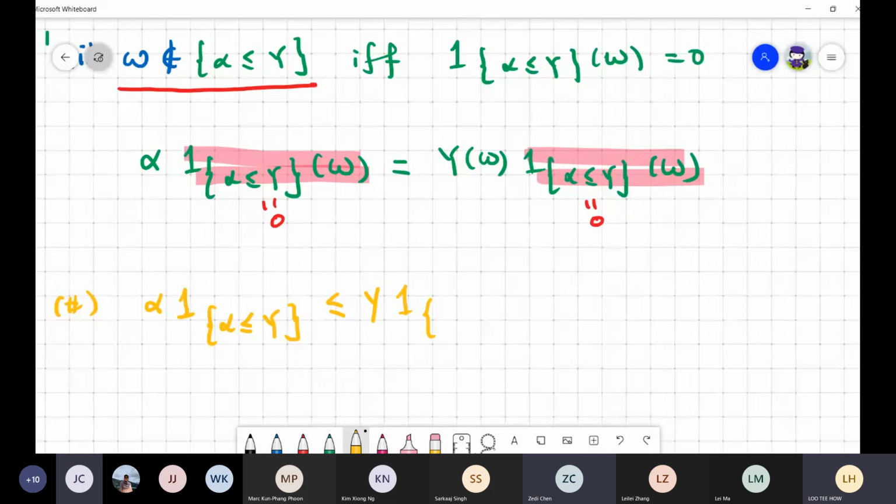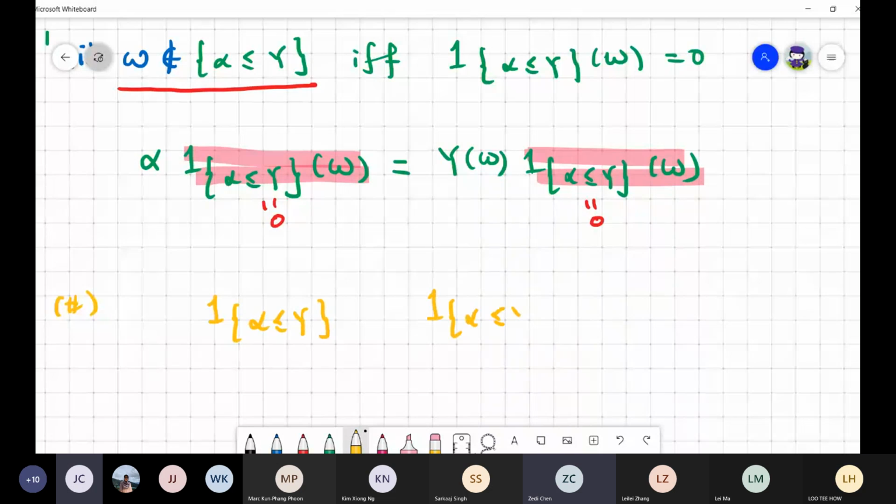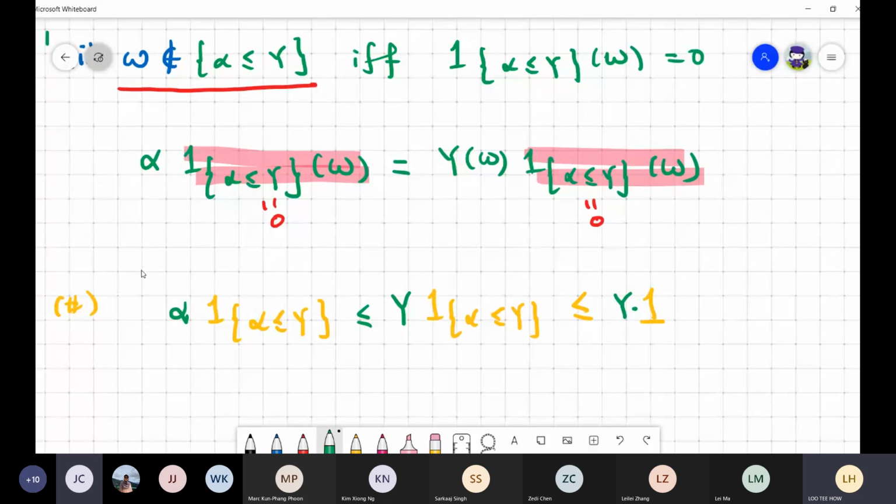Maybe we start off with this. Just start off with this first. First of all, this is always less than 1. However, for this part, when you multiply, this is alpha. So you multiply alpha here, so you always get a less than or equal. So maybe this is the way you can always remember this.